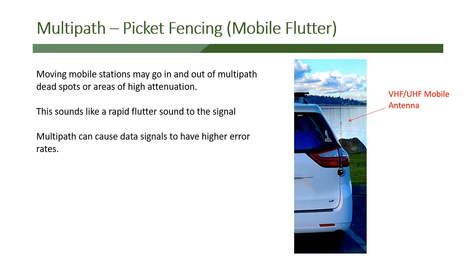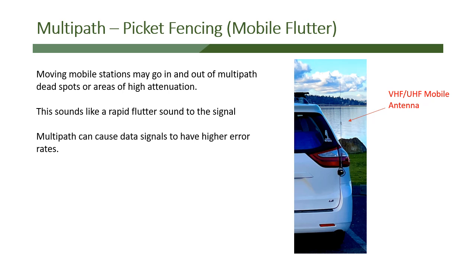But as we're driving, if we're listening to other stations when we're driving, then there's a possibility that we may hear mobile stations that go in and out because of multipath dead spots or areas that we call areas of high attenuation. If amplification is to increase the strength of a signal, attenuation is the opposite. It decreases the strength of a signal. And this will sound to you, when you're listening to a station that's moving and transmitting, like a rapid flutter, or what we call picket fencing. It almost sounds like you're hearing sound through a picket fence, or if you ever shouted through a fan, you might have the same effect.